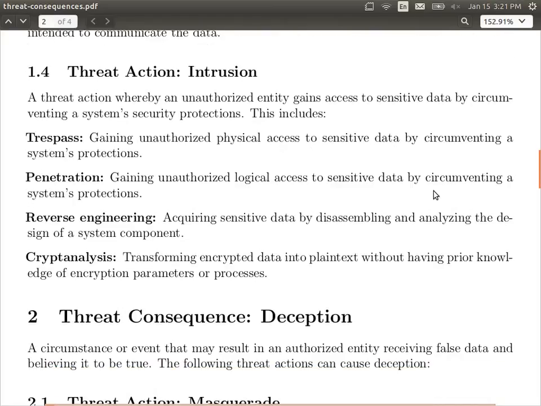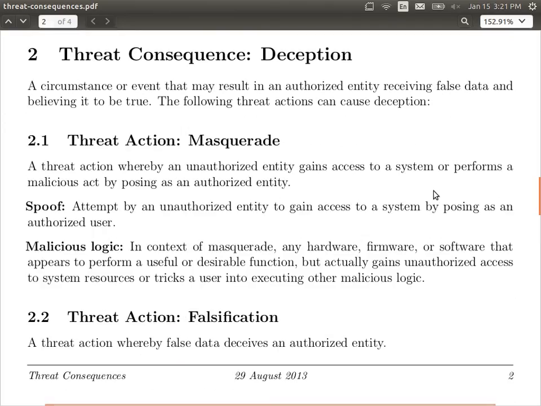Okay, let's go through another one. Deception. The threat consequence of deception is that we deceive someone, for example, into thinking they're communicating with someone who's not real or not the right person. One is called masquerade. Masquerade means to pretend to be something else or someone else. A spoofing attack involves trying to get access to a computer system by posing as someone who's authorized to get access.